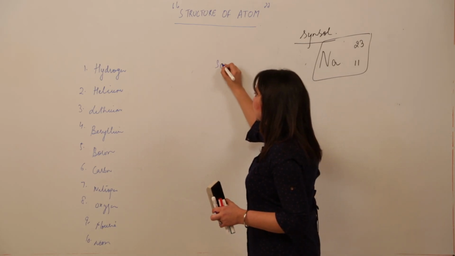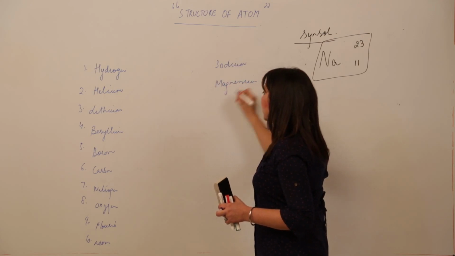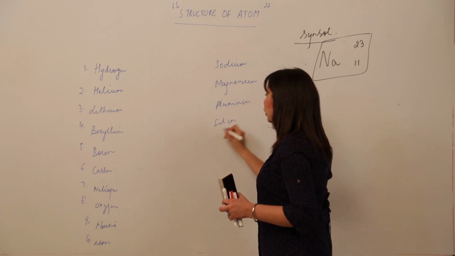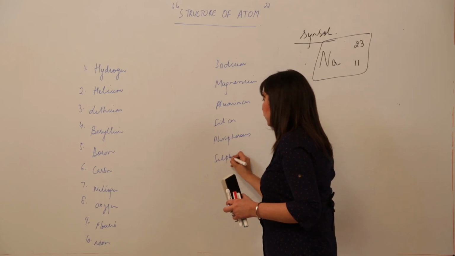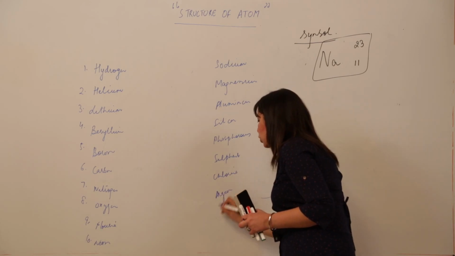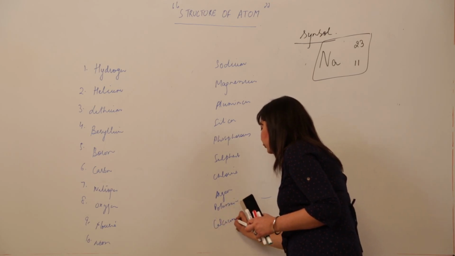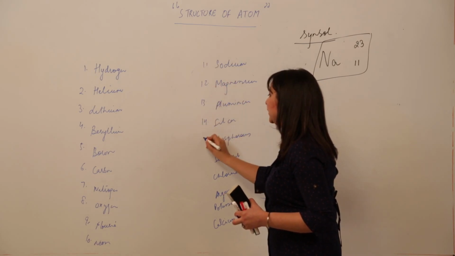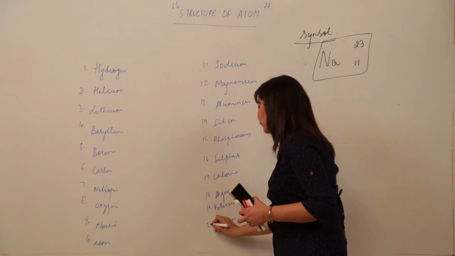The next one is sodium, magnesium, aluminium, silicon, phosphorus, sulfur, chlorine, argon, potassium, and the 20th is calcium. Now at least you should remember 20 atomic numbers. These are the basic ones, don't forget them, keep them in mind, try to recall them.